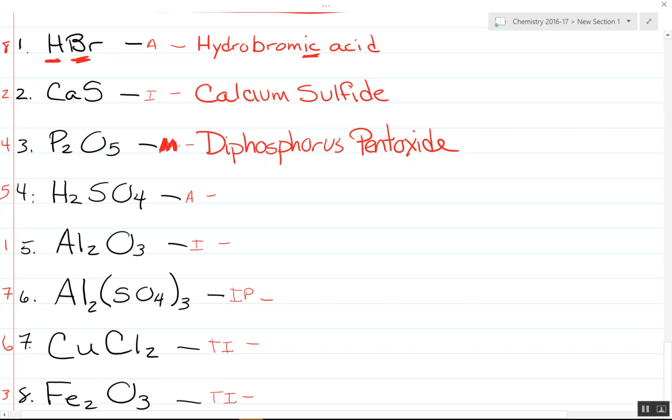Table 5. Say it with confidence. Sulfuric acid. Because this by itself is sulfate, and polyatomics, if they're ates, they become ic. Table 1.